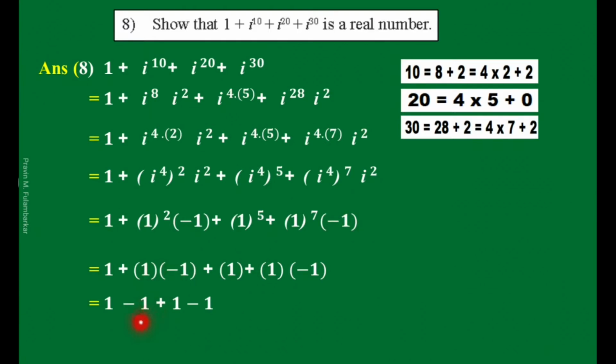So 1 into minus 1 is minus 1. This plus 1 as it is, 1 into minus 1 is minus 1. So minus 1 plus 1 minus 1 plus 1 get cancelled. We get the value 0, and we know that 0 is a real number. So in this way we solve question number 8.